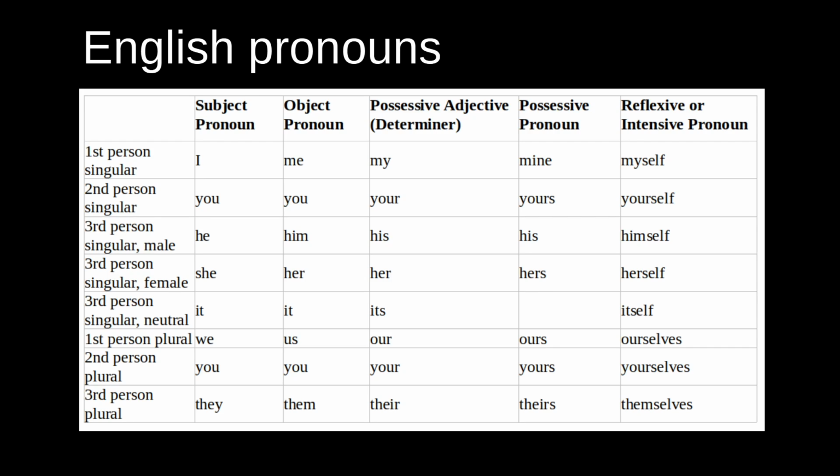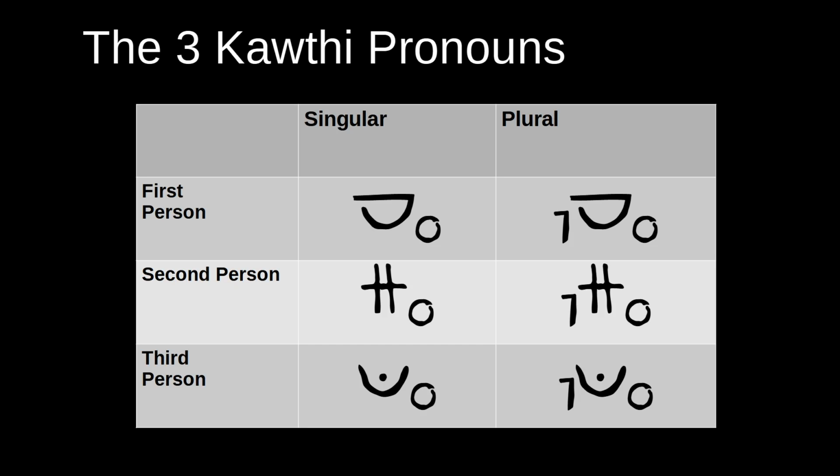Well, learning languages like Italian and Spanish taught me that we don't need nearly as many pronouns in a language as we use in English. So I asked myself, how many pronouns do we actually need in a language? And what I realized is, you only need 3. You need a first-person pronoun, a second-person pronoun, and a third-person pronoun.